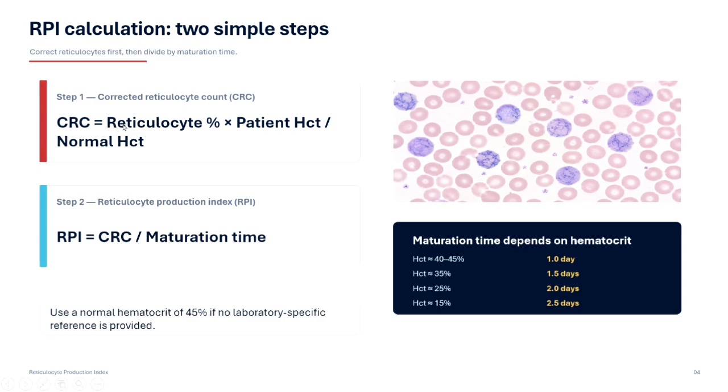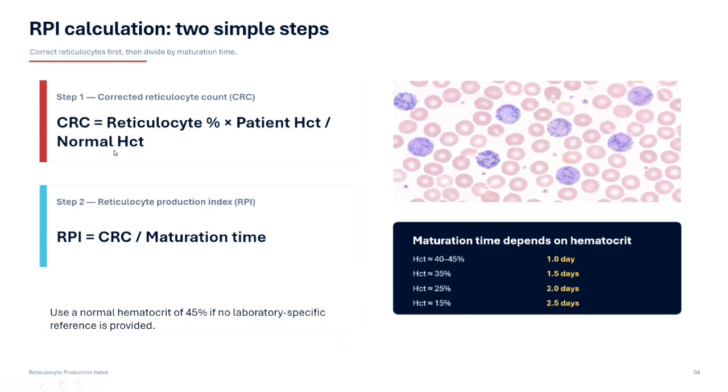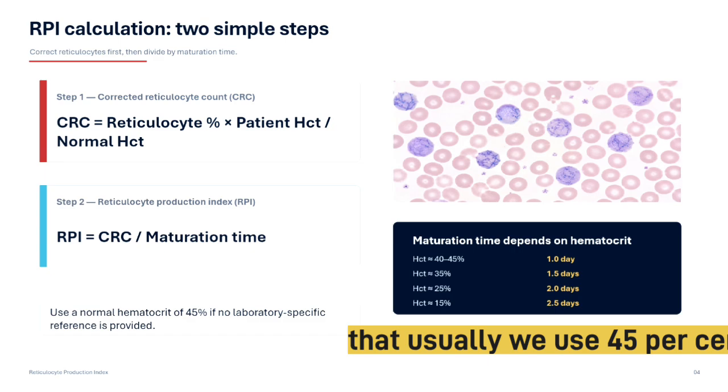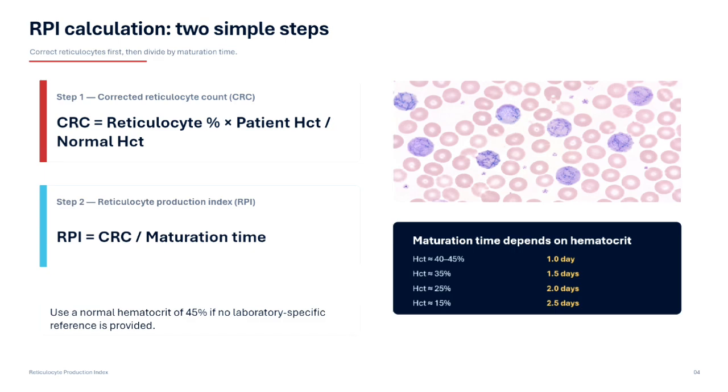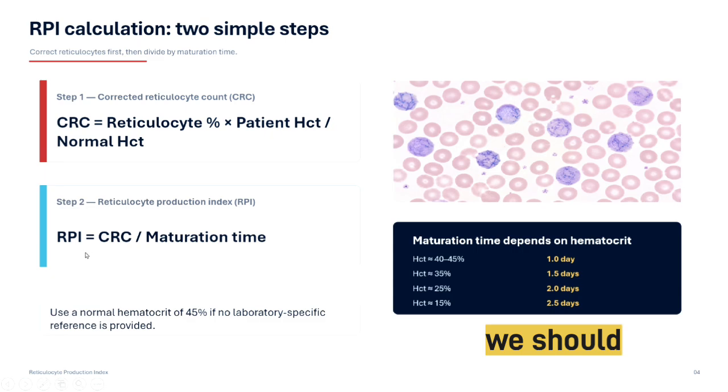As you see here, this is the first step, the corrected reticulocyte count, by multiplying the counted reticulocyte by patient hematocrit divided by normal hematocrit, that usually we use 45%. And in the second step, we should evaluate the reticulocyte production index, denoting the maturation time.